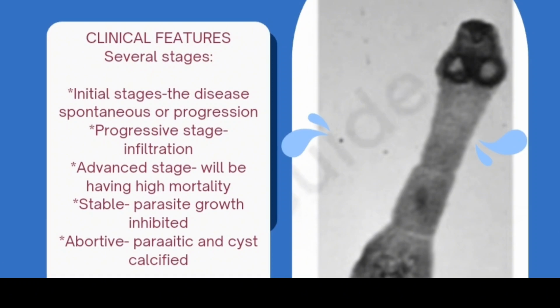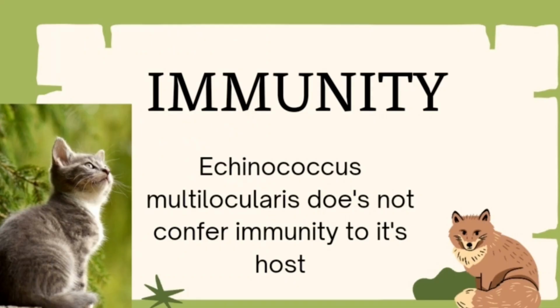Now we'll see the clinical features. Human disease can be divided into several stages. First, the initial stage: the disease may show spontaneous cure or progression. This is an unexpected rise or fall in the severity of the disease without a clear cause. The second is the progressive stage, with infiltration, where symptoms may begin to spread or worsen. Third is the advanced stage, which has high mortality. Next is the stable stage, where parasite growth is inhibited, then aborted, the parasite dies, and the cyst is calcified. Echinococcus multilocularus does not confer immunity to its host.